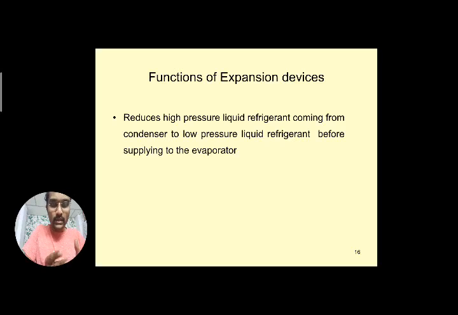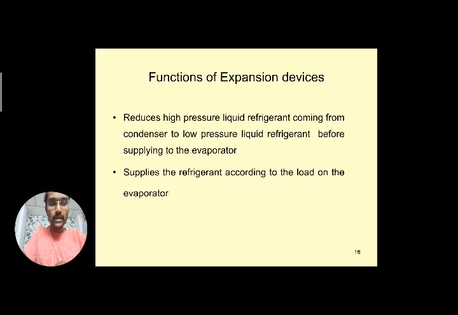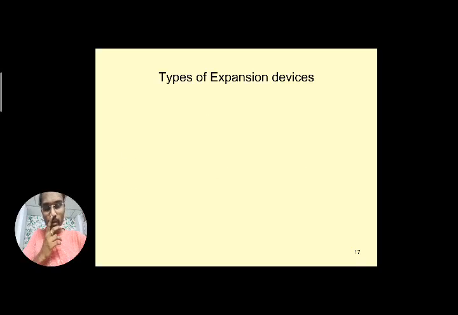The pressure is reduced drastically from high pressure to low pressure, resulting in low temperatures being created at the end of the expansion device, before it is sent into the evaporator component. It supplies the refrigerant according to the load on the evaporator. Depending on the load, it will supply the refrigerant. Right? In the evaporator, the more components or products you place, the more refrigerant has to be sent into the component. If the load is lesser, refrigerant will be sent accordingly with the help of this expansion device.